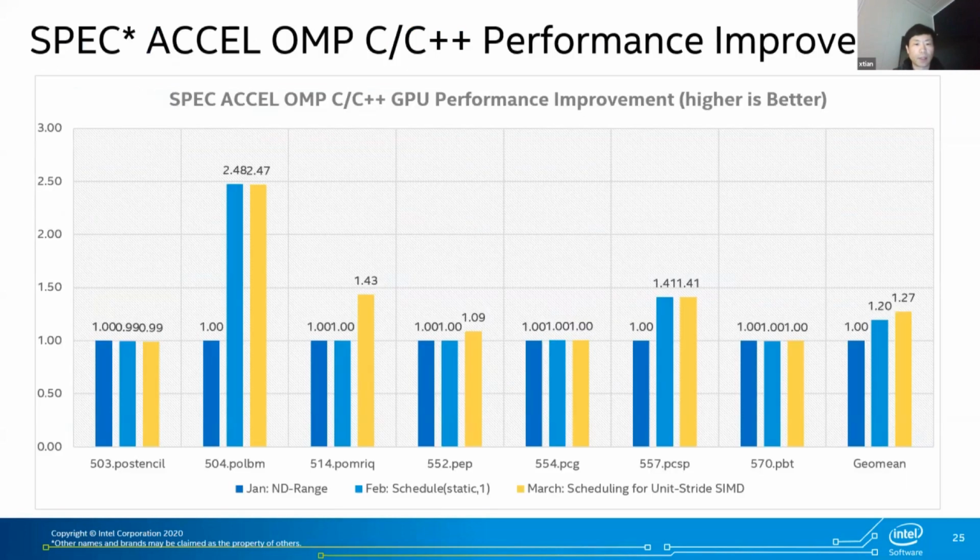Okay. We have done performance tuning for SPEC ACCEL OpenMP on Intel's GPU in the past 6 months, and we have been making steady improvement over those 6 months. By tuning different scheduling and mapping, overall we got about 25% performance improvement from the day we started tuning. We're going to continue on this path to improve this as much as we can.